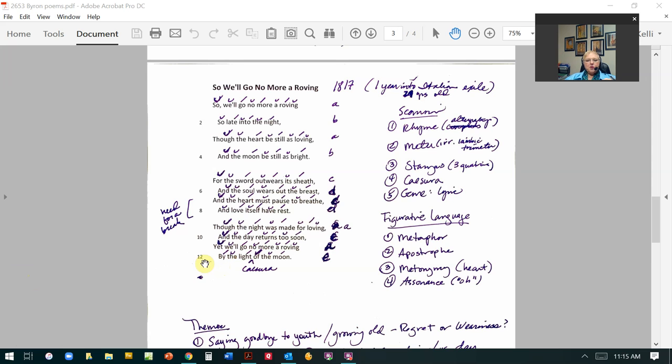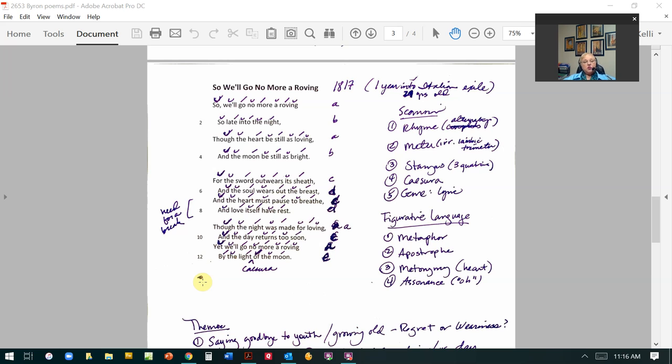And the best example in this poem is line 12, "by the light of the moon," right? If we think about the other last lines of the stanzas, "and the moon be still as bright," and "love itself have rest," then "by the light of the moon." So there's an obvious break. Oftentimes we'll even see a comma in the middle of this. And so you have to have a pause there to fill in the gap of whatever half foot is missing, right? And this is a lyric as well.